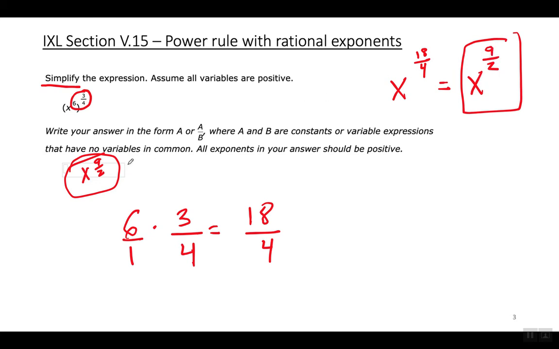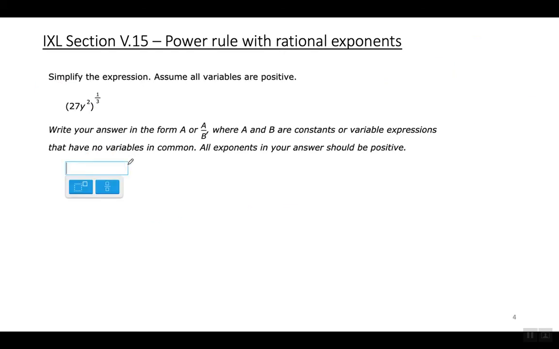And that's how you would write your answer. Let's look at another example because they get more complicated. All right, look at this example, okay? First of all, what is there? Okay, you see how there's 27?